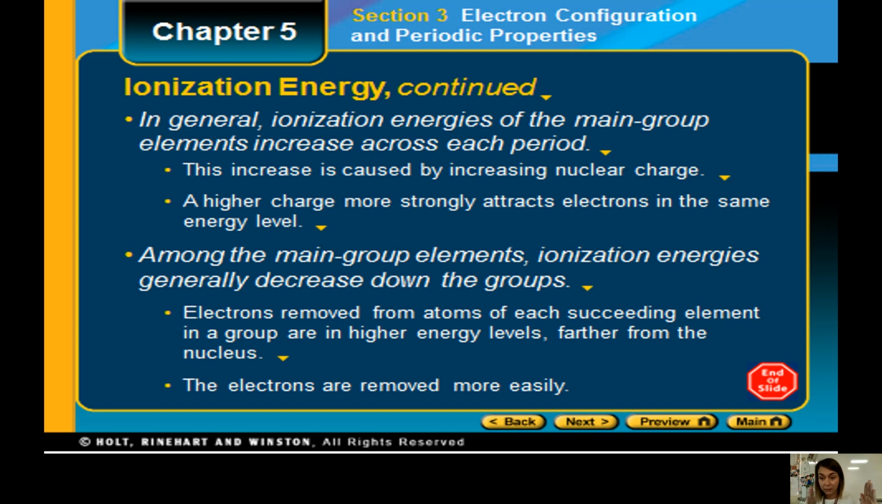As you move across the periodic table, it gets a little bit harder to pull an electron off. Okay? And ionization energy is just the energy it takes to take an electron away, to give it a charge. Okay? So that's it for ionization energy.